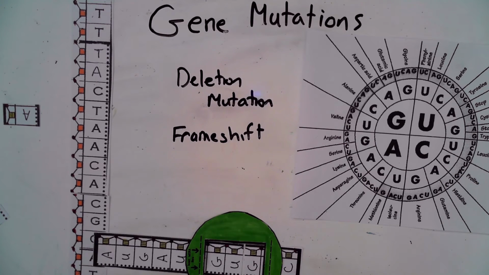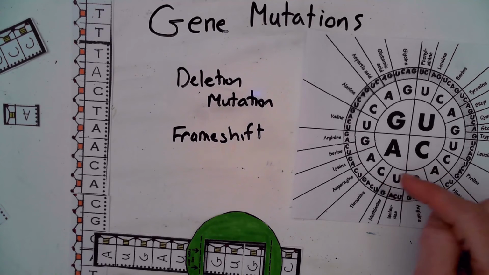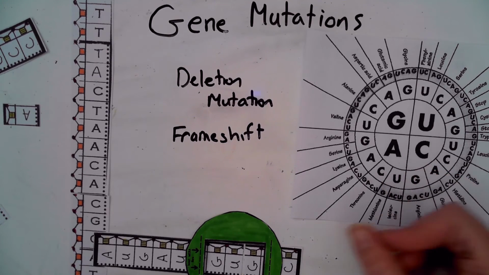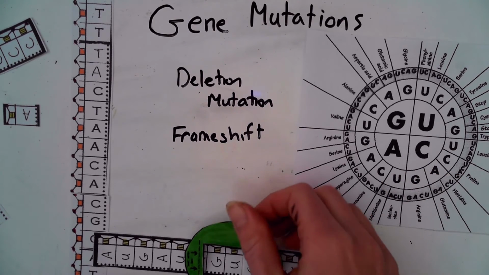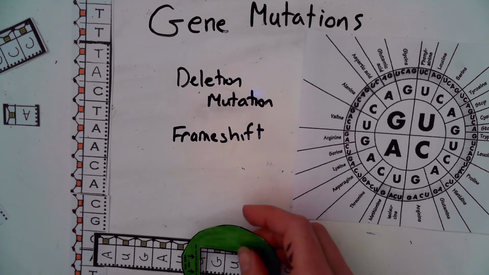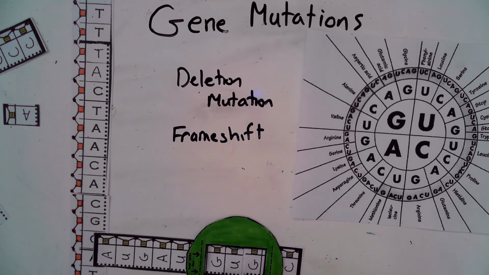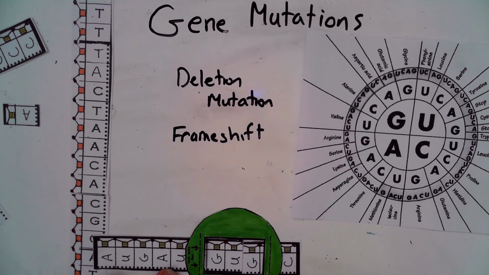But it's not only going to cause a problem there. In fact, it did happen to cause no change. GUA coded for valine and GUG also codes for valine. However, if we look at future mRNA sequence, everything after this point would be affected. Now, this particular mRNA that I made is very short. It's not true to reality. In reality, this would be a much, much longer sequence.